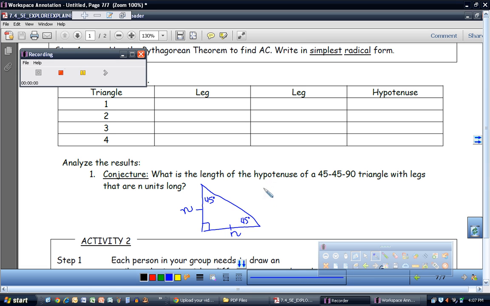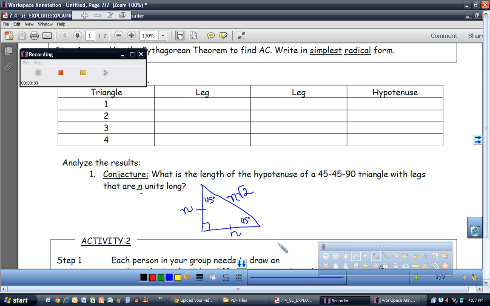Okay, so at this point you should have completed the table for the 45, 45, 90 triangle, and we're going to check your conjecture, which was: what is the length of the hypotenuse of a 45, 45, 90 triangle with legs that are n units long? So here I drew an isosceles right triangle, which is 45, 45, 90. You know these angles are 45 because of the base angles theorem. And you should have that the length of the hypotenuse is the length of the leg multiplied by the square root of 2.